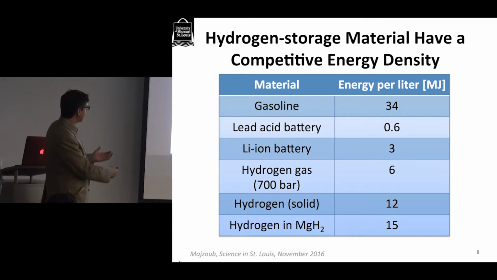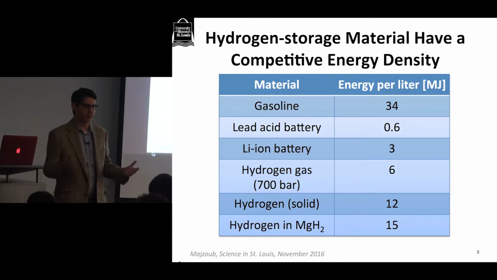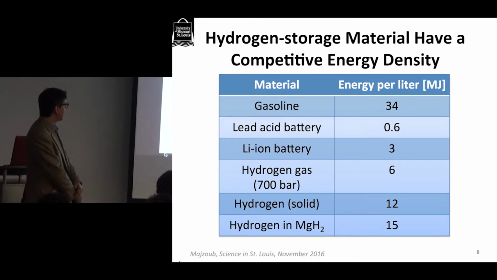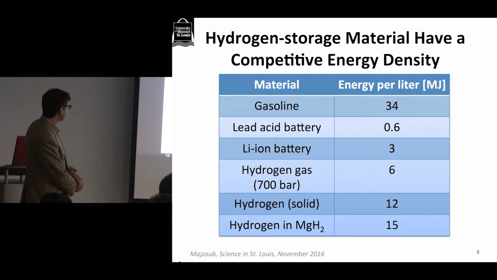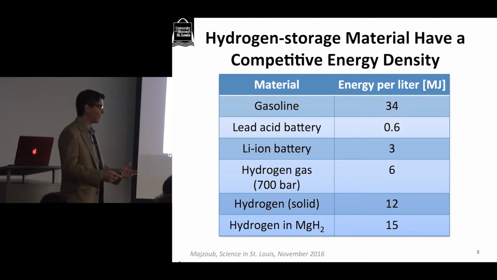And then we can move on to hydrogen to see how well hydrogen compares to gasoline. Hydrogen is normally a gas at standard temperature and pressure, but you can compress it, you can liquefy it, you can have it in several different forms. Hydrogen gas at a very high pressure, 700 bars, about 700 atmospheres. So this is a very high pressure gas. It has an energy density of about 6 megajoules per liter.